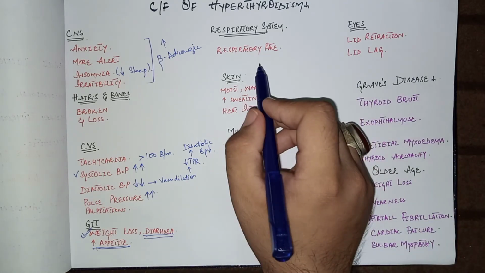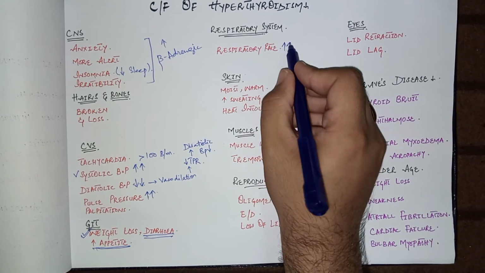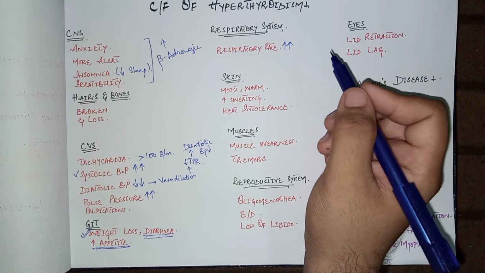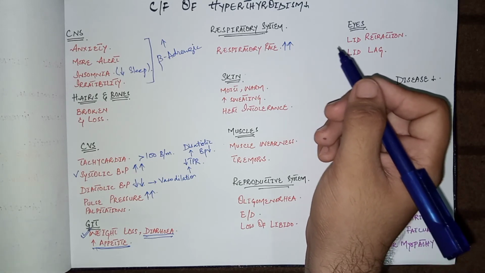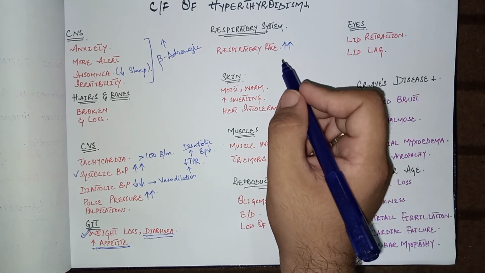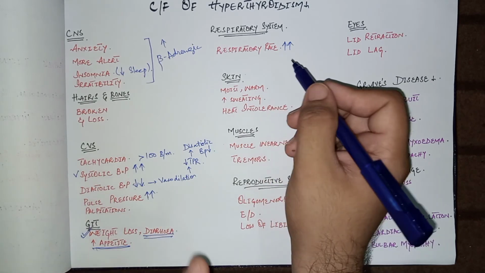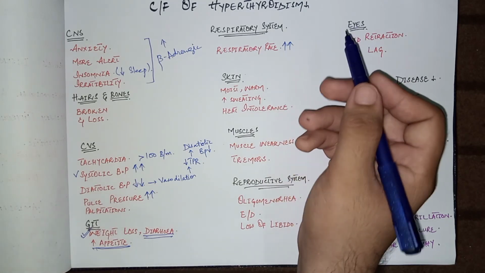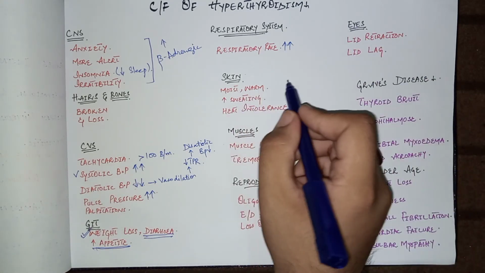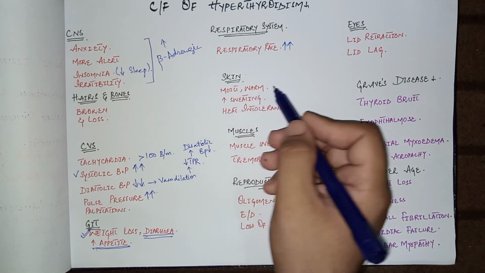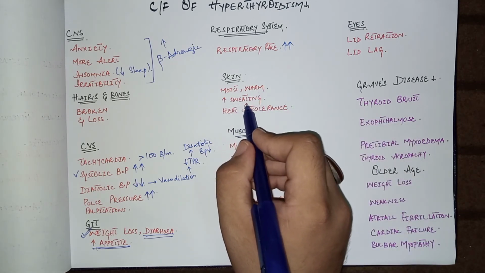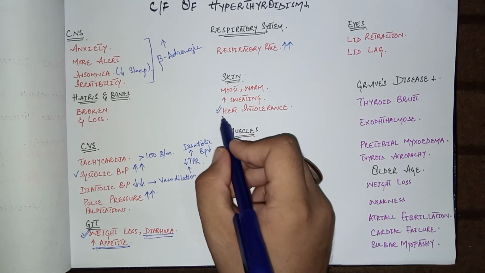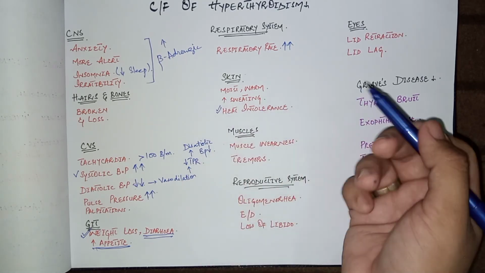Respiratory system: the respiratory rate is very high in hyperthyroidism, as the patient is consuming very high levels of oxygen in the body, so there is overproduction of carbon dioxide. In order to wash out this carbon dioxide, the respiratory rate is high in hyperthyroidism. Now come to the skin. The skin is moist and warm, and there is more sweating because of adrenergic stimulation, and the patient cannot tolerate heat. This is also a common feature of hyperthyroidism.